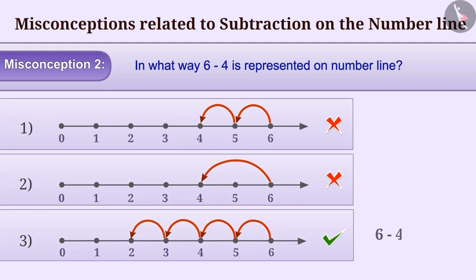The right way to find the value of 6 minus 4 is to start from 6, then move towards left by taking 4 steps of unit distance each. After taking 4 steps, we reach number 2. This is the answer of 6 minus 4.